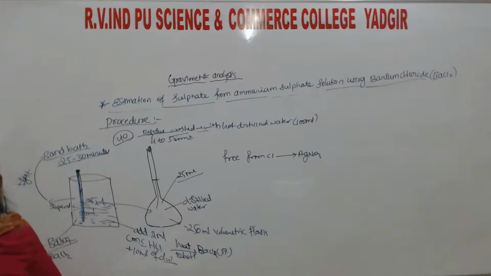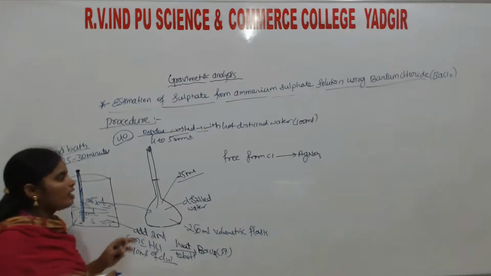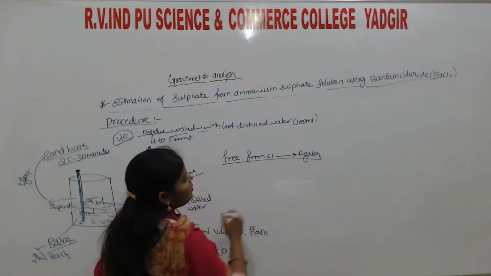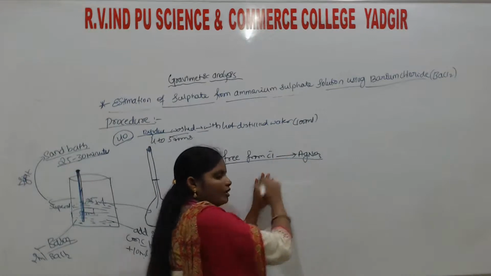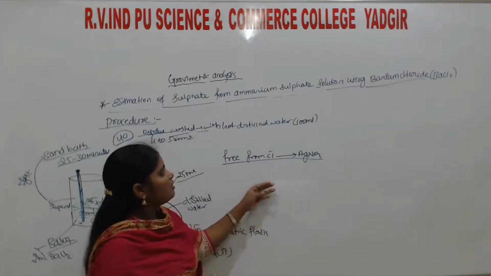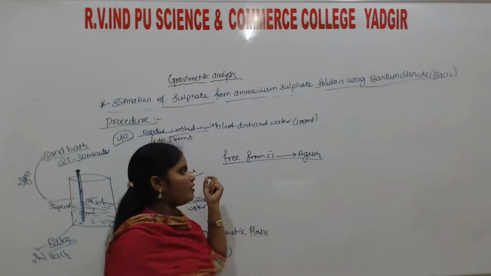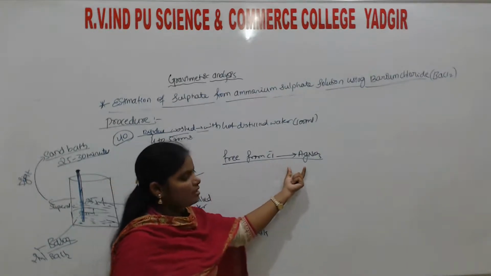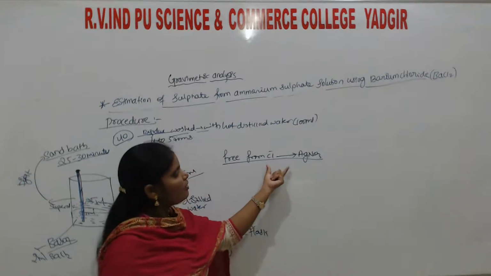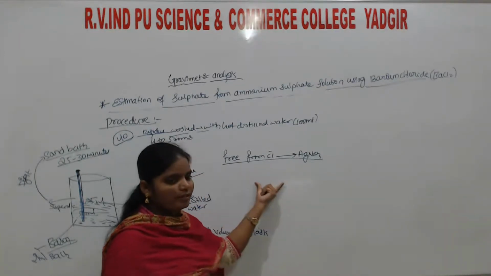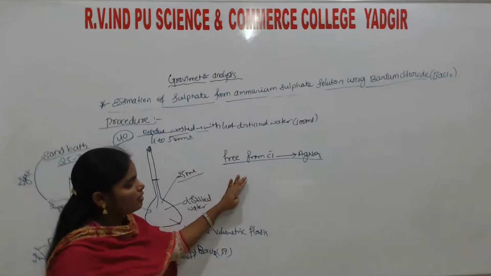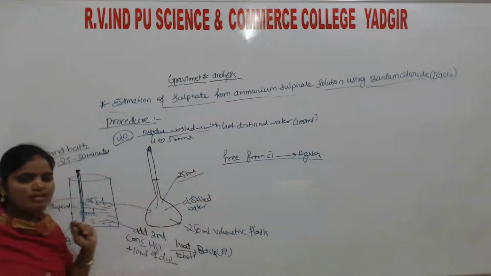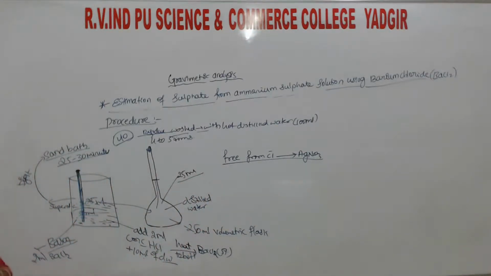After the completion of the washings, dry the residue. When chloride ions are present, repeat the washings until they are free from chloride. When no precipitate forms with the AgNO3 test, the washing process is completed, and then you dry the residue.